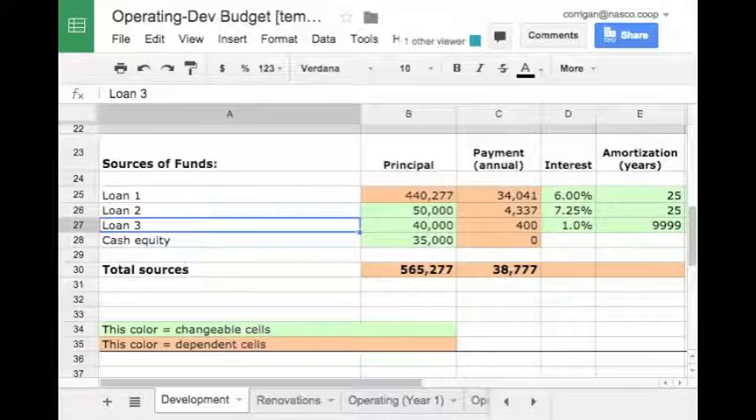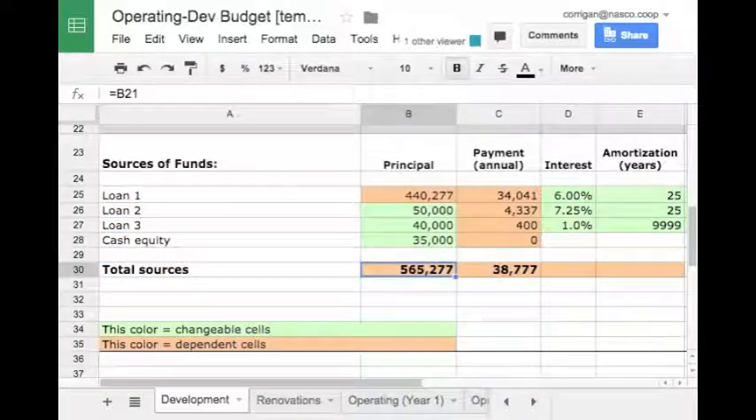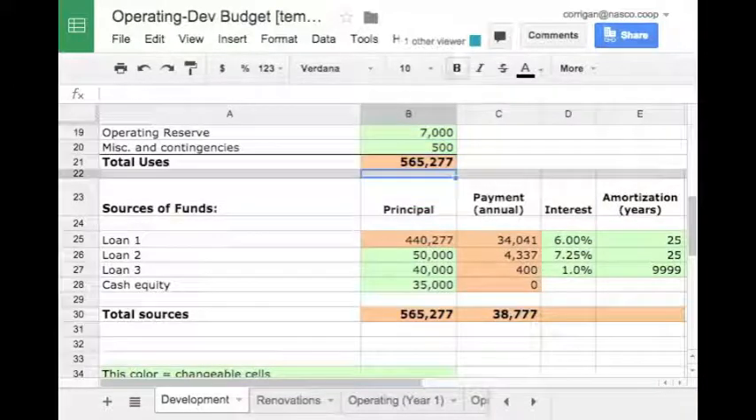So the way this spreadsheet works is that the total sources and the total uses need to be equal. You need to have as much money as you're going to spend in this project. And then we break down how the different loan values and equity add up to that amount. And for convenience, the primary loan is set up to calculate as the difference from these other loan amounts.